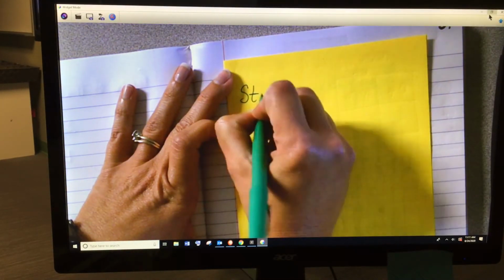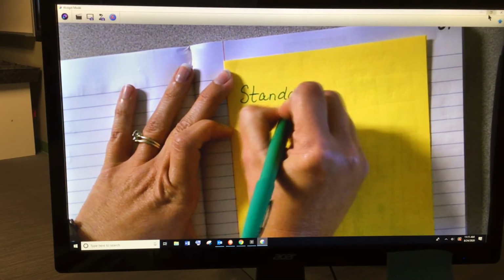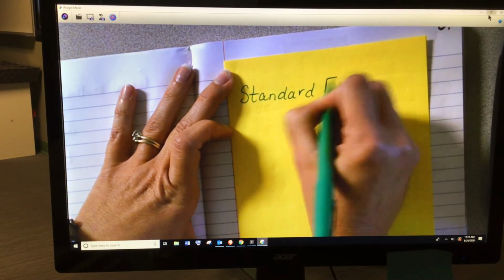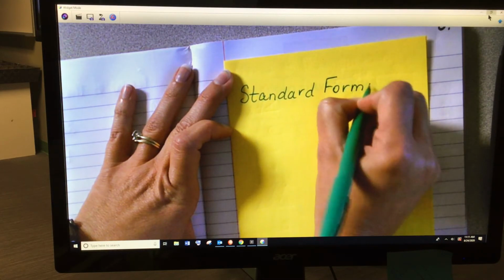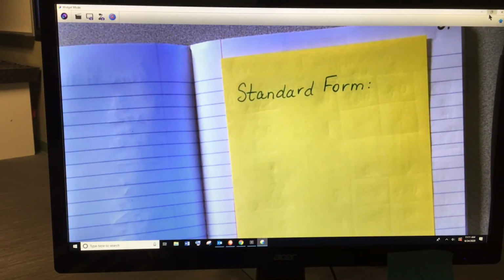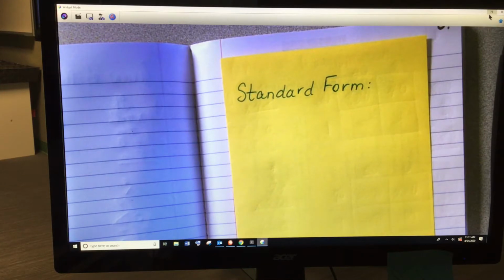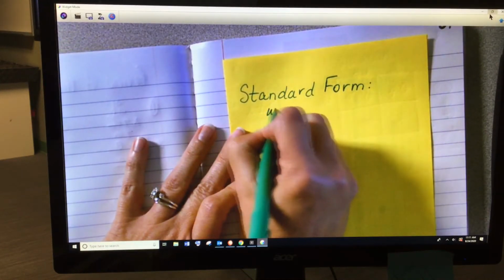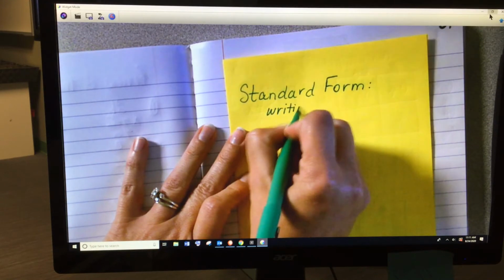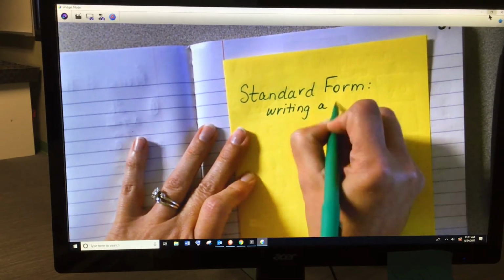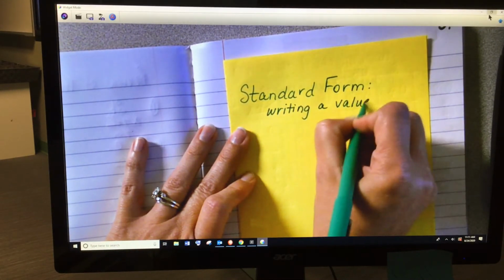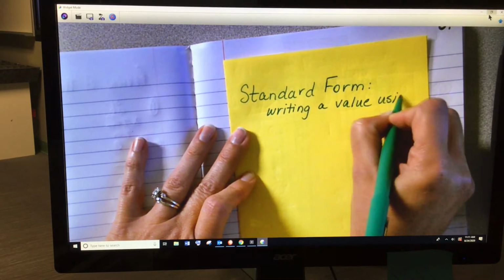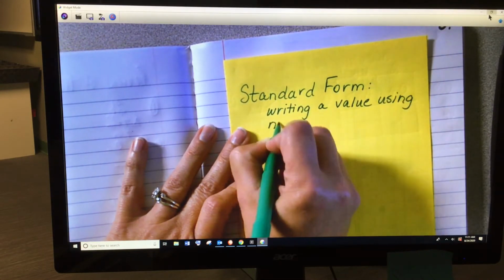So the first thing we're going to talk about today are numbers in standard form. Now, if you remember back to 4th grade, you talked about standard form. And standard form means just writing a number using numbers. So, writing a value using numbers.